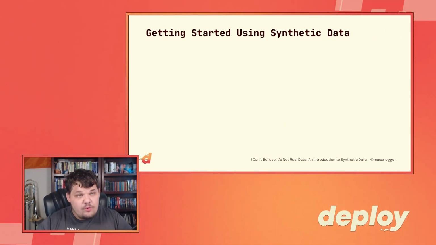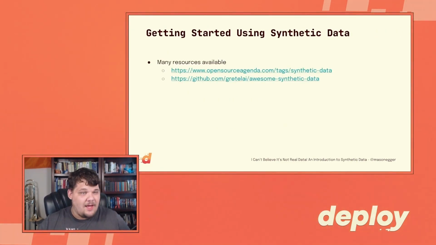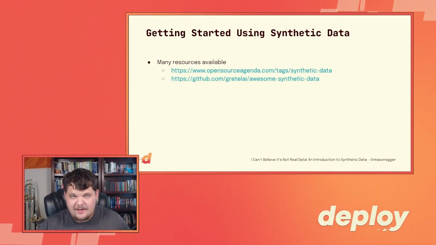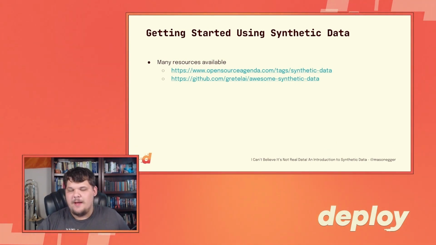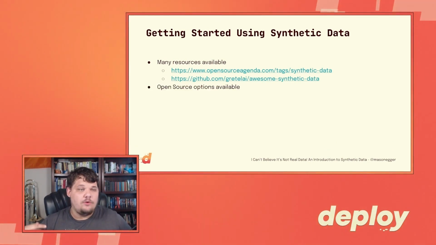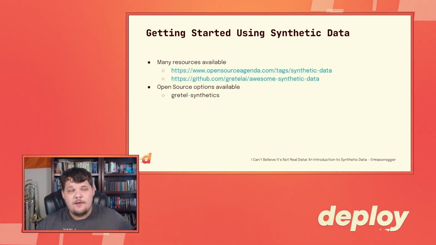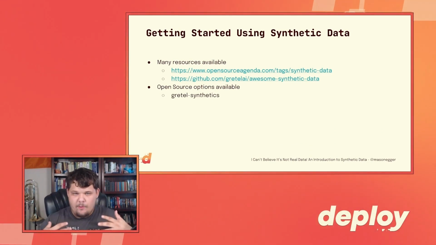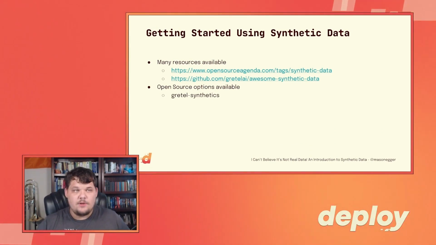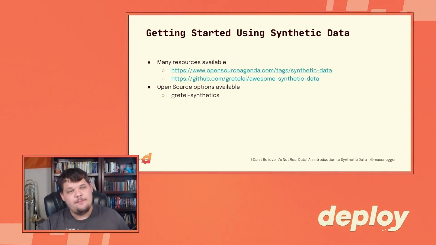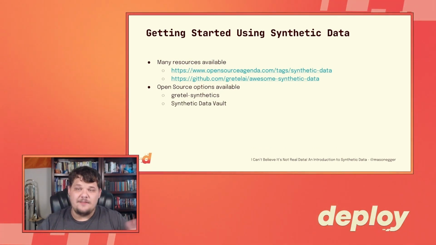So how can you get started using synthetic data today? Well, there's a lot of resources available. There's an open source agenda and a .com tag with synthetic data. There's an awesome synthetic data list that has a lot of different repositories in it. You can also look at some open source available options. Gretel Synthetics is the library that the company I work for, Gretel, bases all of our models on, and these are open source synthetic data models. You can also look at stuff from Synthetic Data Vault.